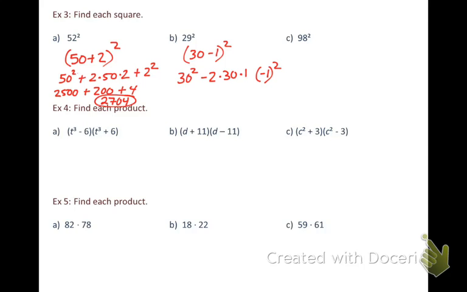So 30 squared is 900. And then we're going to go 2 times 30 is 60, times 1 is still 60. And then negative 1 squared is positive 1. So 900 minus 60 is 840, plus 1 is 841. Yep, this is what they want you to show. You're going to show it.